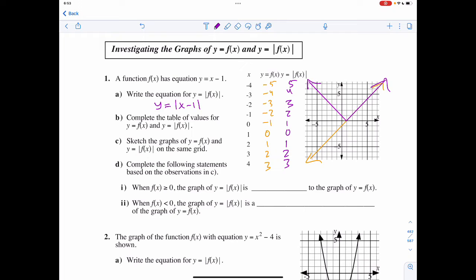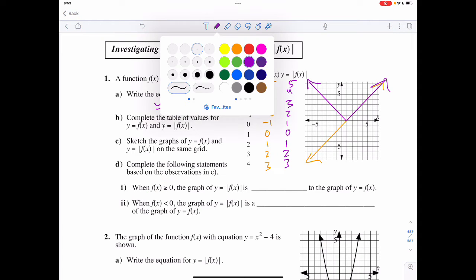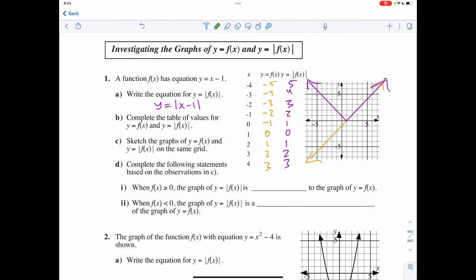Now, anytime that my function, in this case y is equal to x minus 1, was greater than 0, the absolute value function looked the same. We can see that right here. They're overlapping, they're collinear, they're perfect.